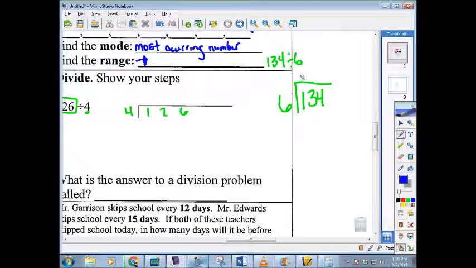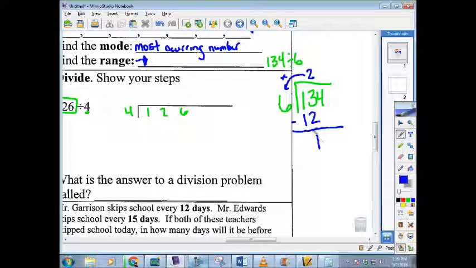No. Some of your teachers might have taught you to put zeros there. Some people do X's. I've personally always just left it blank, but however you do it, I'm fine with that. Now we're going to ask ourselves if 6 can go into 13. We know it can go in 2 times. Now we're going to multiply around. 2 times 6 gives me 12. We subtract that and get 1.